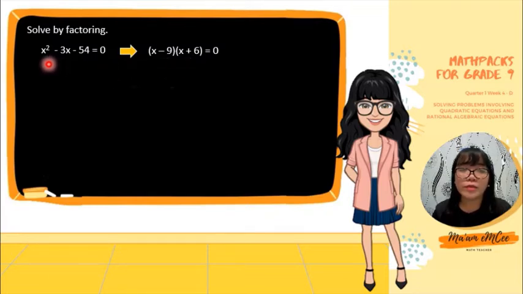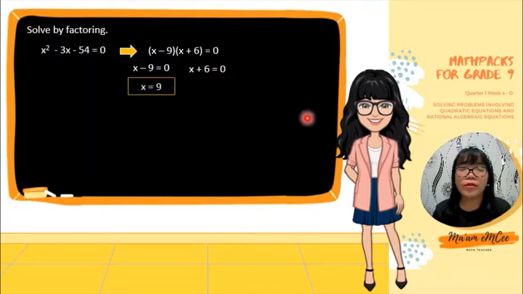So our first terms again will be x because x squared factors into x and x. Then our second terms will be negative 9 and positive 6. Negative 9 times positive 6 is negative 54. Negative 9 plus 6, that is equal to negative 3. So indeed, our factors are x minus 9 and x plus 6. Then we equate each factor to 0. So x minus 9 will be equal to 0, x plus 6 will be equal to 0. Then we solve for the value of x. We transpose negative 9 to the other side. x now is equal to positive 9 because there will be a change in the sign of 9.